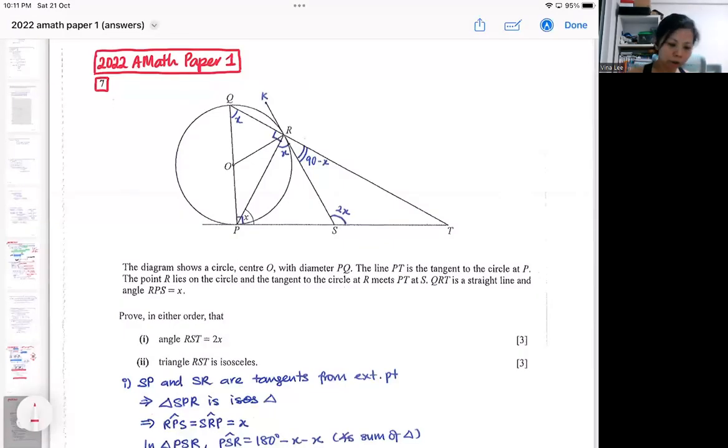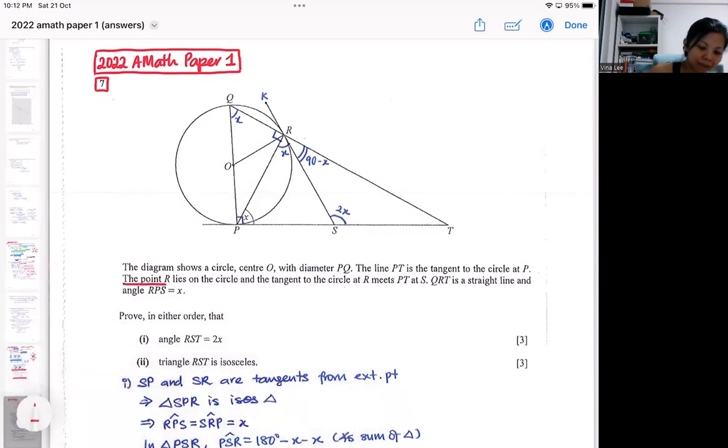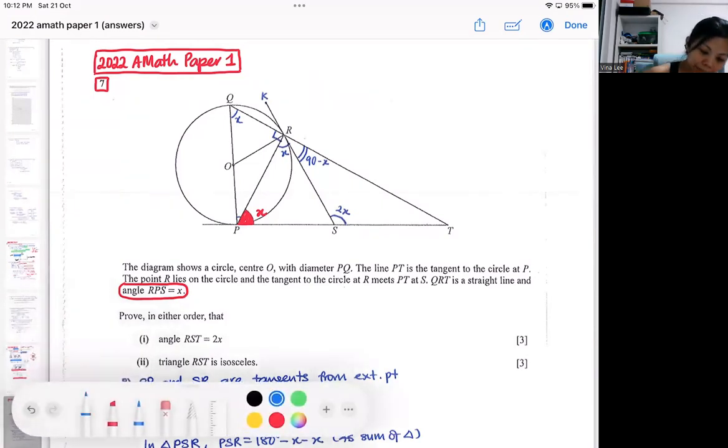Okay, so for this question on plane geometry, they already have the algebra labeled for you. This question starts you with an angle x here. Okay, so look at the information first. The question mentioned a diameter.